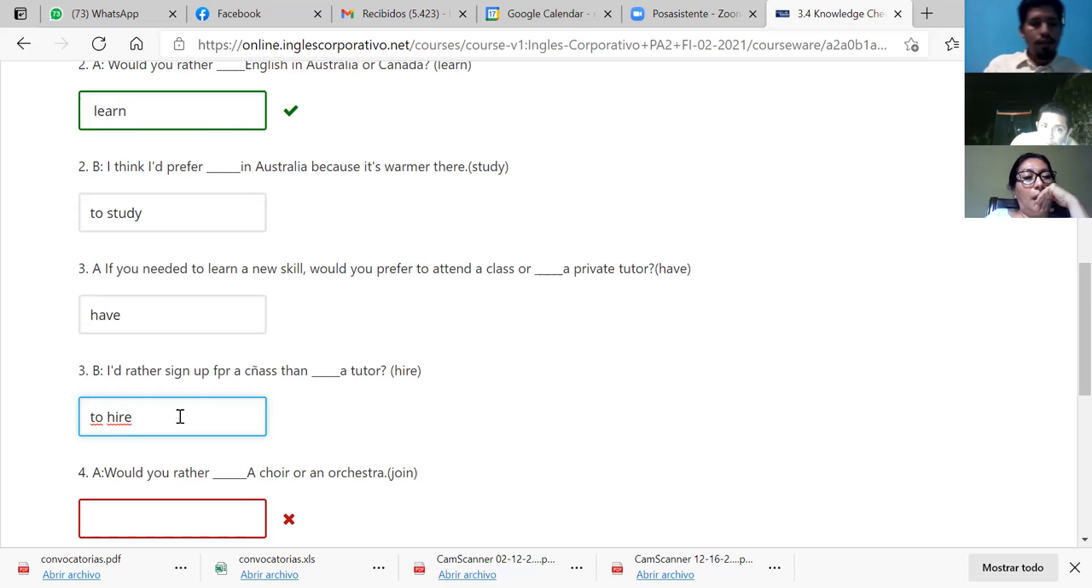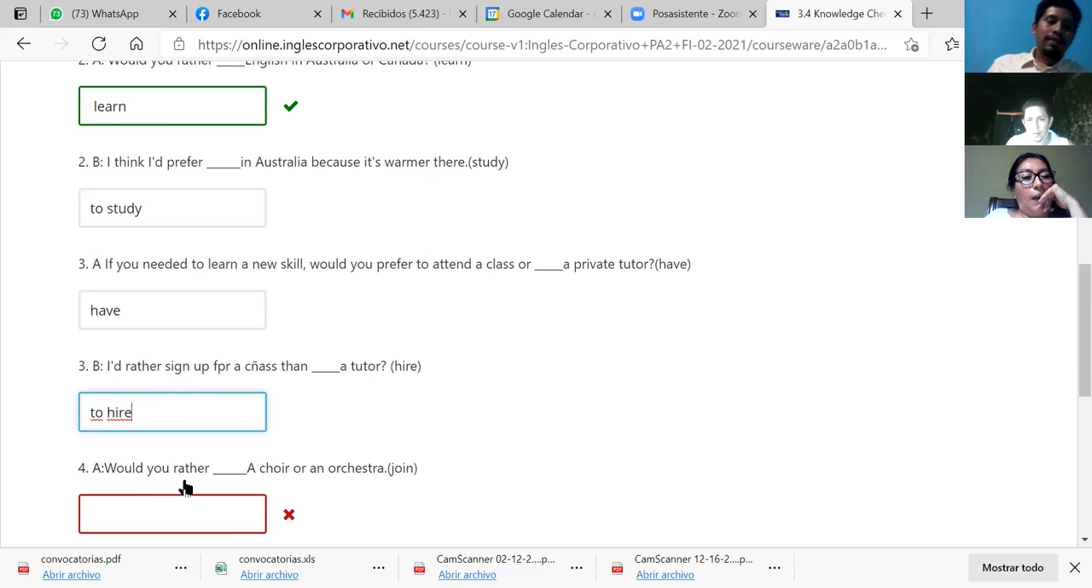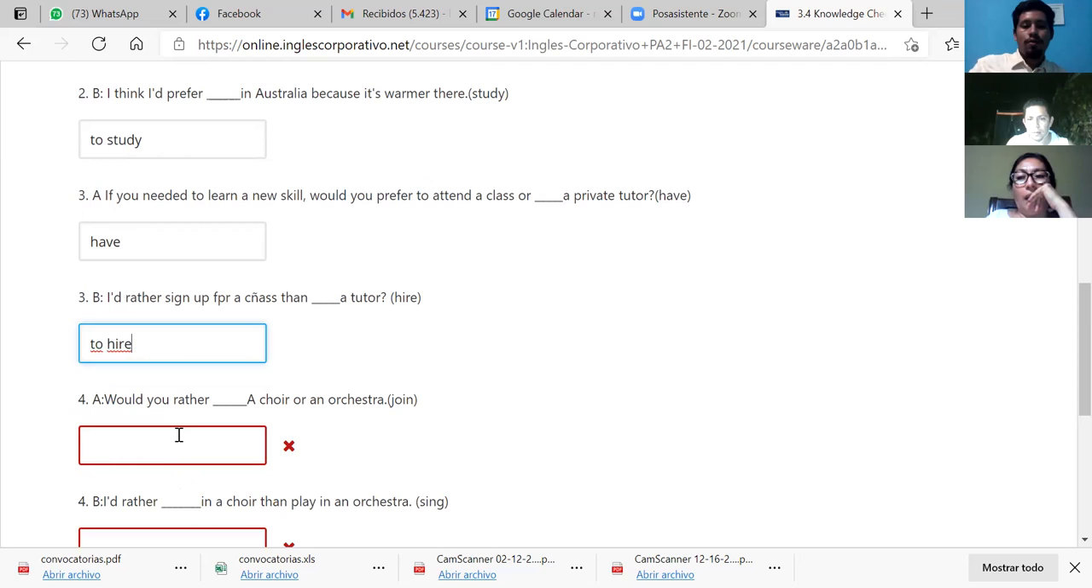If we use rather, in the number three B, it's hire, because we are using rather. If we use prefer, we are going to use the infinitive, okay? If I use prefer, I'm going to use to hire. But if I use rather, we are going to use just the base form of the verb. In this case, it is hire. Okay. What about the number four?